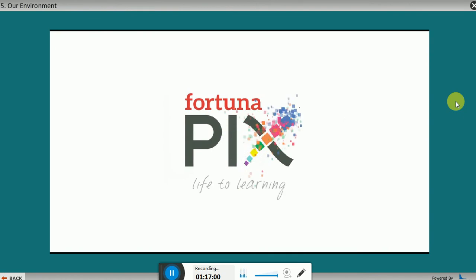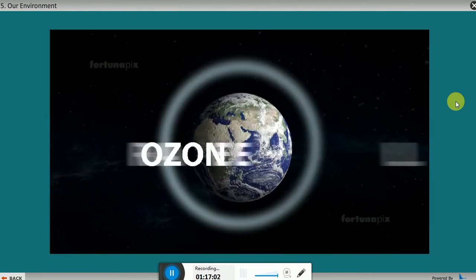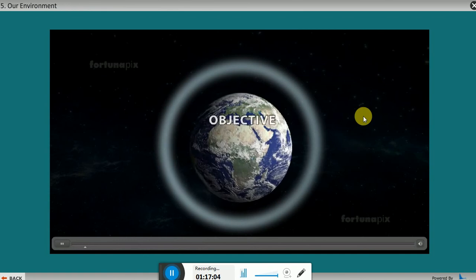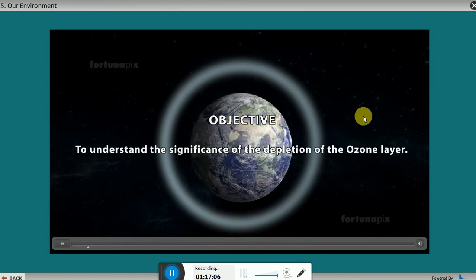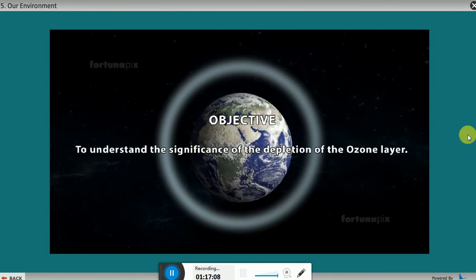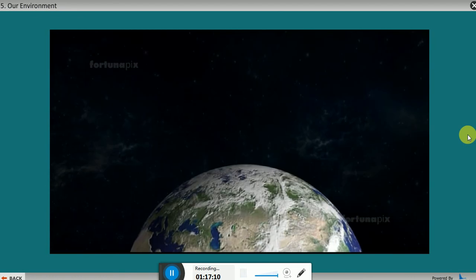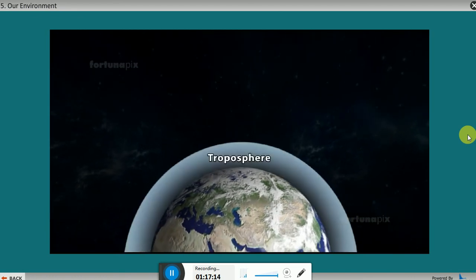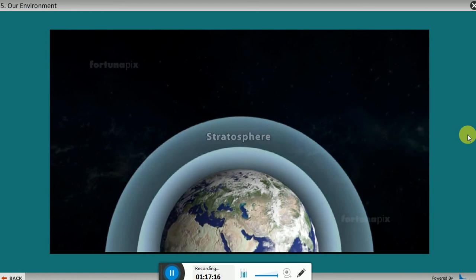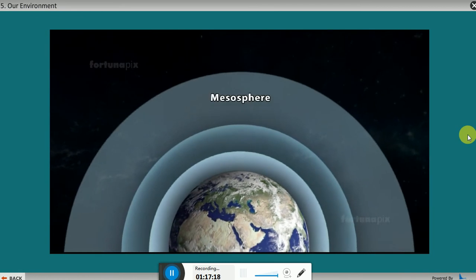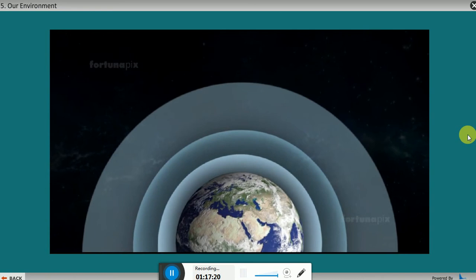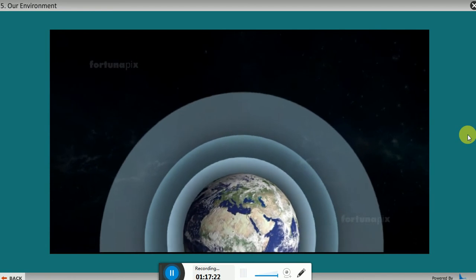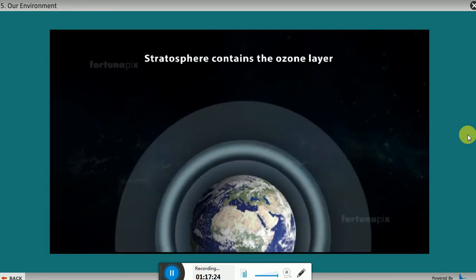Ozone layer. Objective: to understand the significance of the ozone layer. Earth's atmosphere is divided into 4 layers: the troposphere, the stratosphere, the mesosphere, and the exosphere. The stratosphere contains the ozone layer.